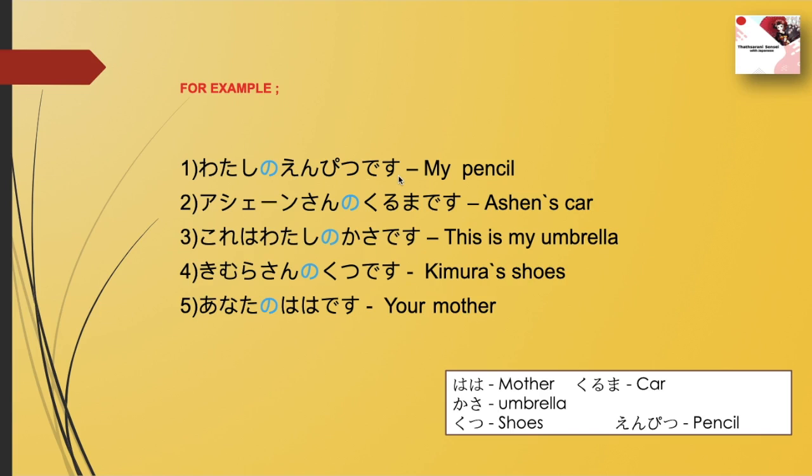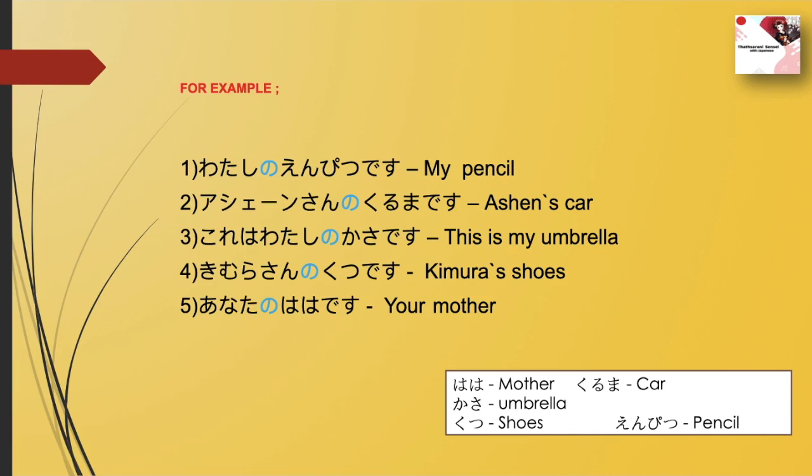Let's take a look at the second example, which is Ashin's car. We are using katakana to write a foreign name like this, and after that we have san. That means we are having Mr. or Mrs. there, and we have no to convert that into a noun. Okay, after that we have kuruma desu. Here we can see the definition of kuruma is car, right?